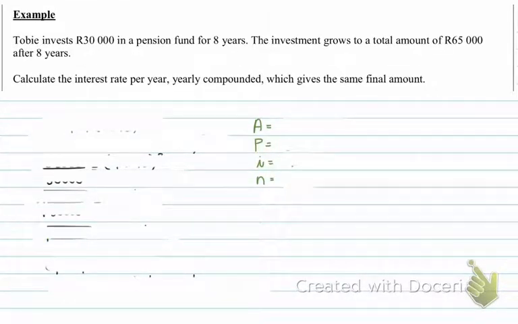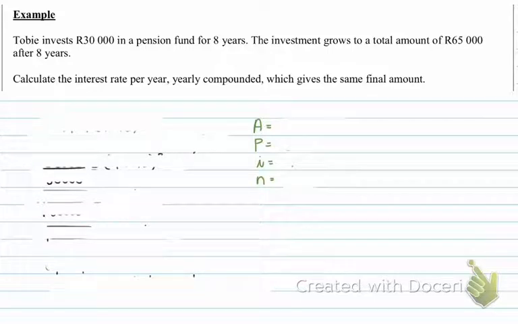Here is the last example. Toby invests 30,000 in a pension fund for 8 years. The investment grows to a total amount of 65,000 after 8 years. Calculate the interest rate per year, yearly compounded, which gives the same final amount.